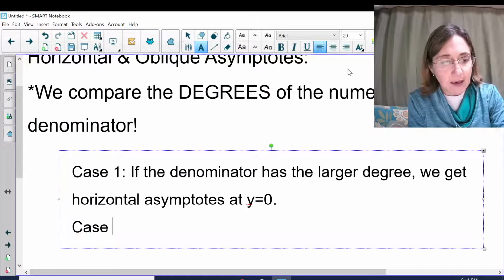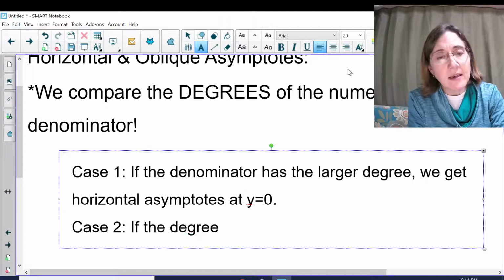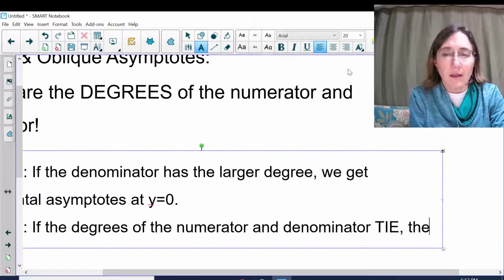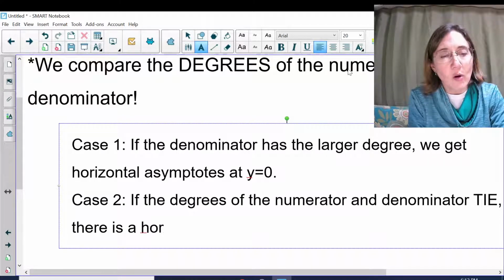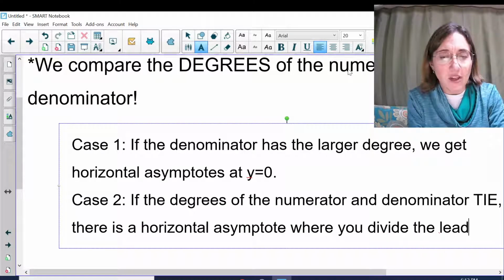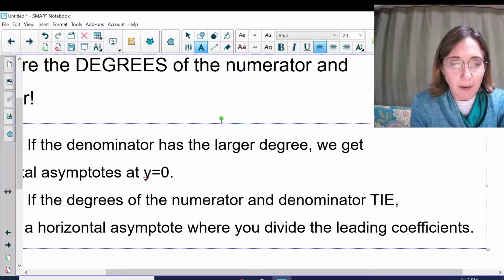The second case is if they tie. If the degrees of the numerator and denominator tie, there is a horizontal asymptote where you divide the leading coefficients. Okay, so I need to explain this one a little bit more, and I'm going to do that on Desmos.